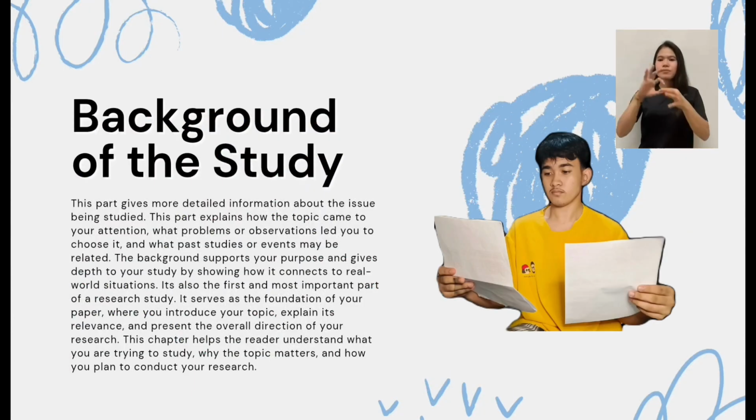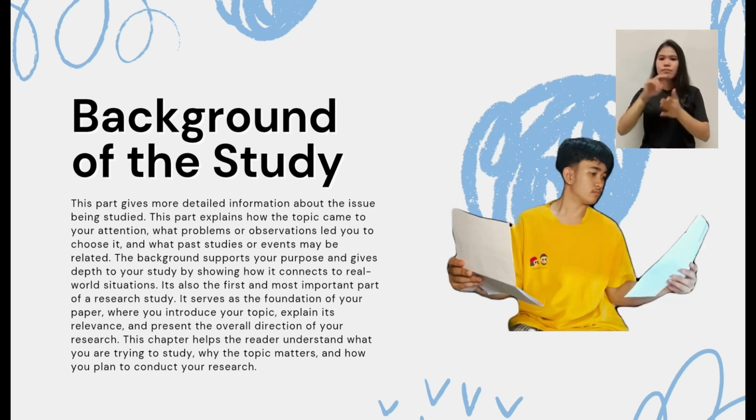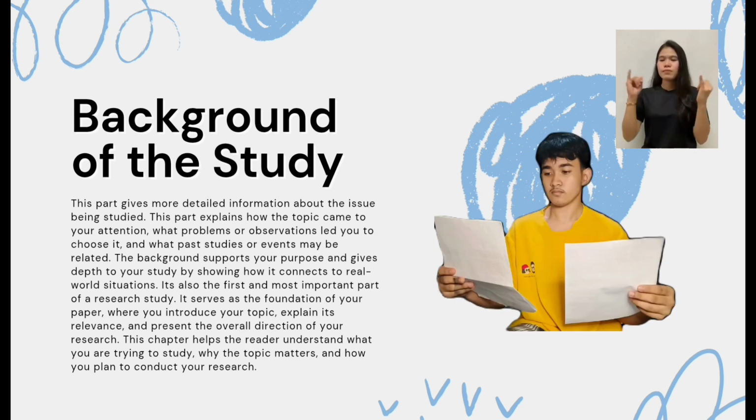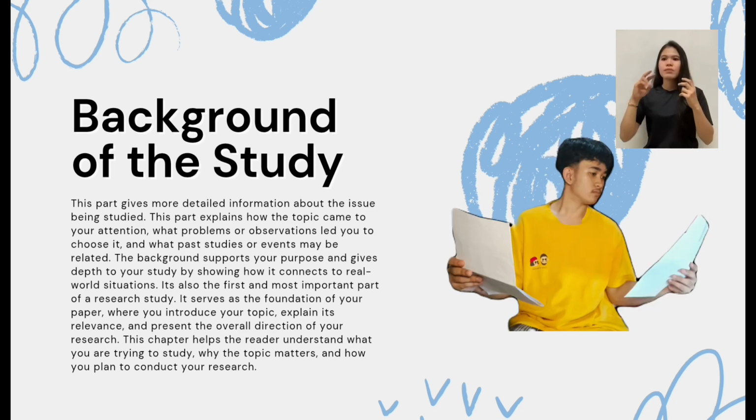Now let's talk about chapter 1 of your research paper. Chapter 1 of your research paper is where you explain what your research is all about. It's like a preview or a sneak peek. Background of the study. This part gives more detailed information about the issue being studied. This part explains how the topic came to your attention, what problems or observation led you to choose it, and what past studies or events may be related. The background supports your purpose and gives depth to your study by showing how it connects to real-world situations.